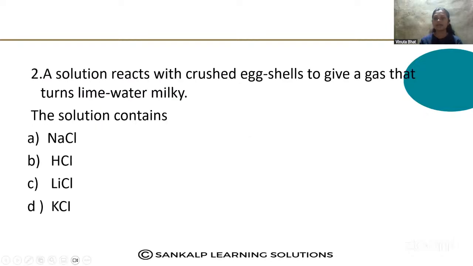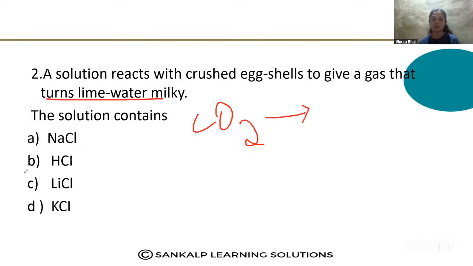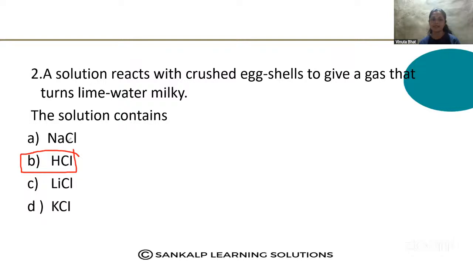HCl. When HCl reacts with the eggshells, it releases carbon dioxide. And this carbon dioxide turns the lime water milky. So that turns the lime water milky. The correct option is option B, HCl.